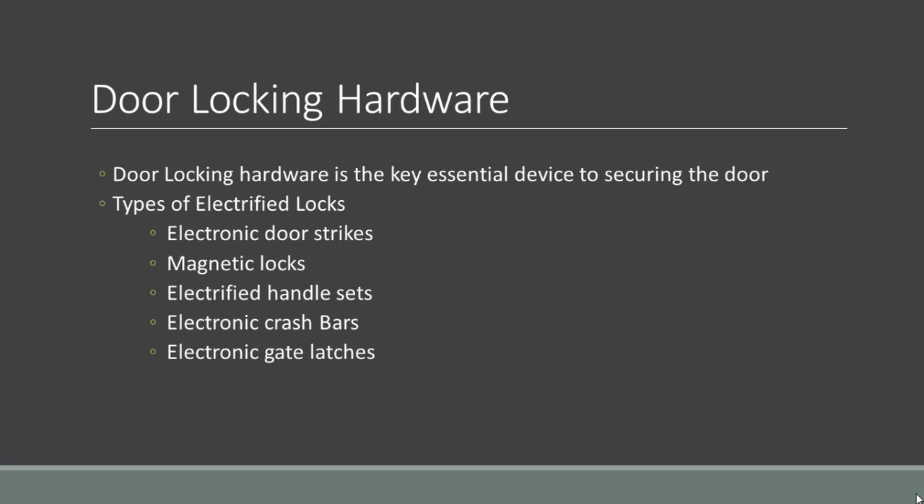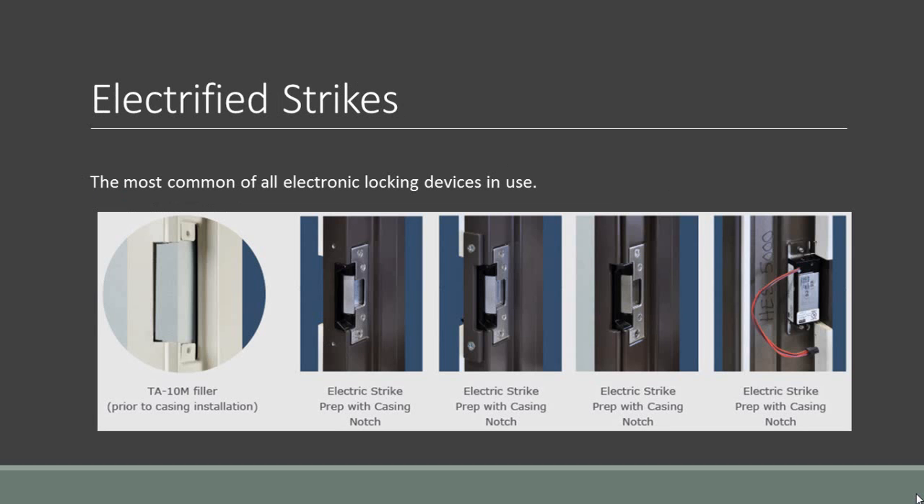Door locking hardware is the key essential device to securing a door. Types of electrified locks include electronic door strikes, magnetic locks, electrified handle sets, electronic crash bars, and electronic gate latches. The most common of all electronic locking devices in use would be your door strike.